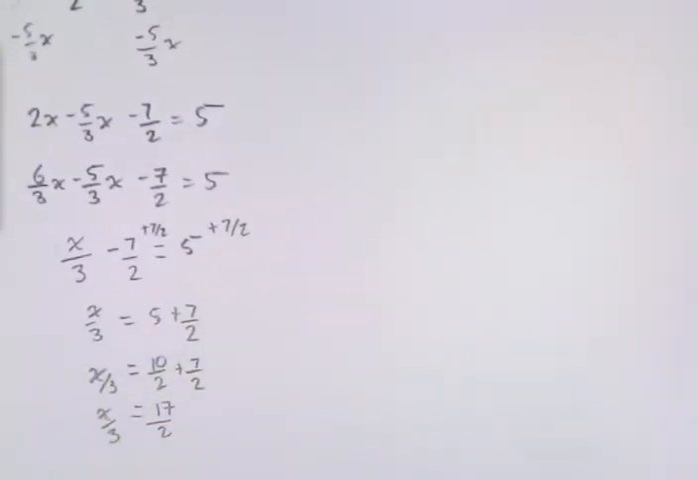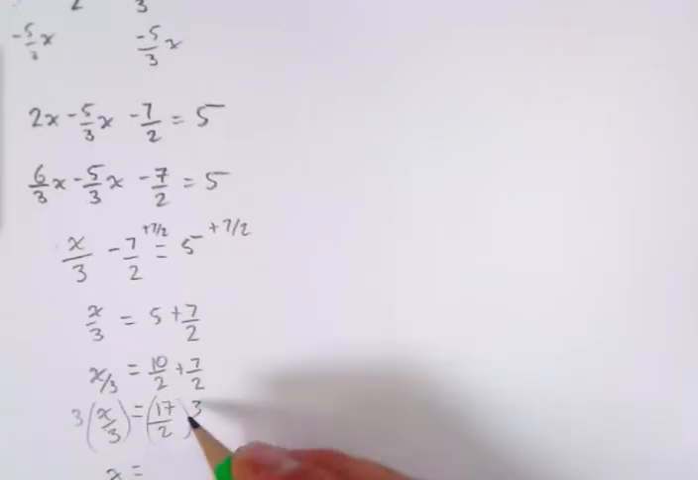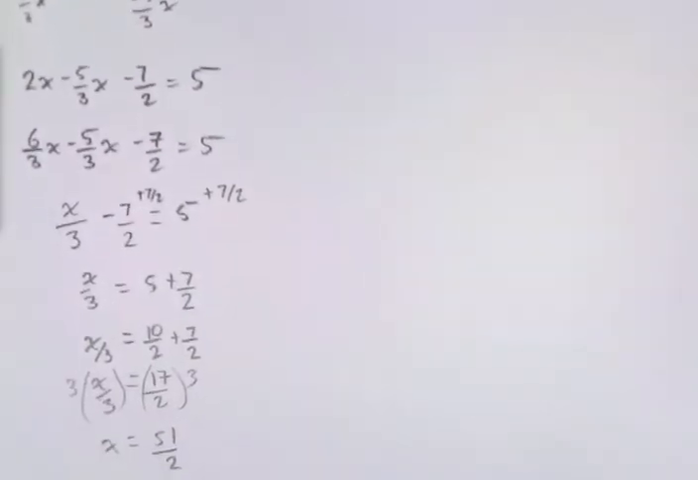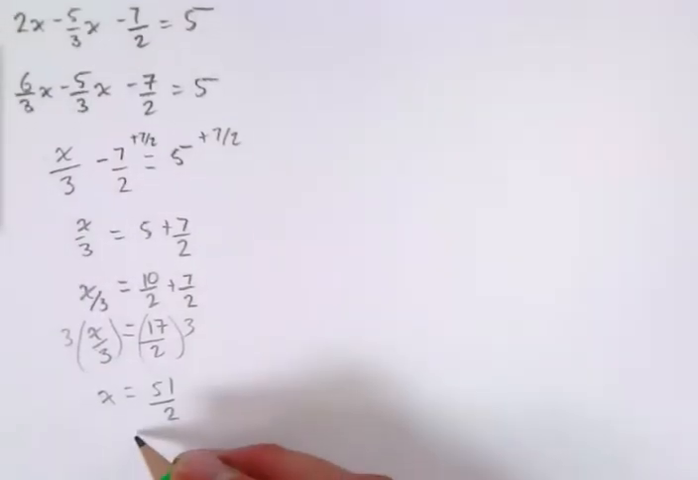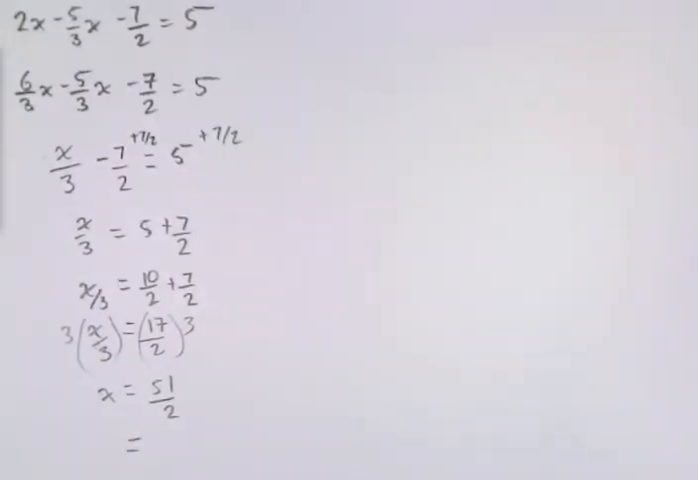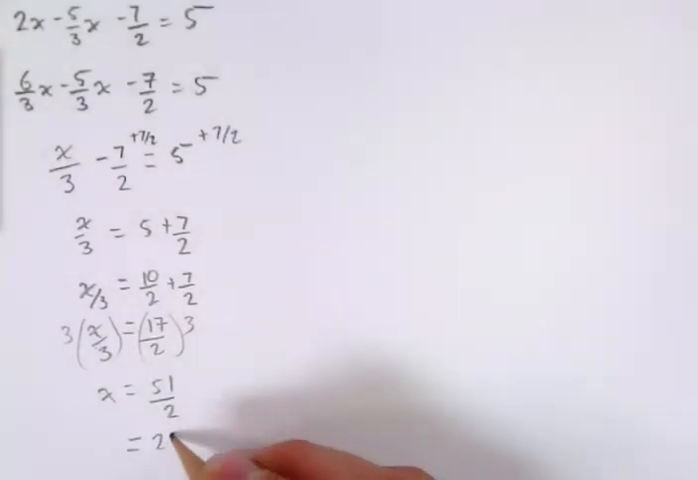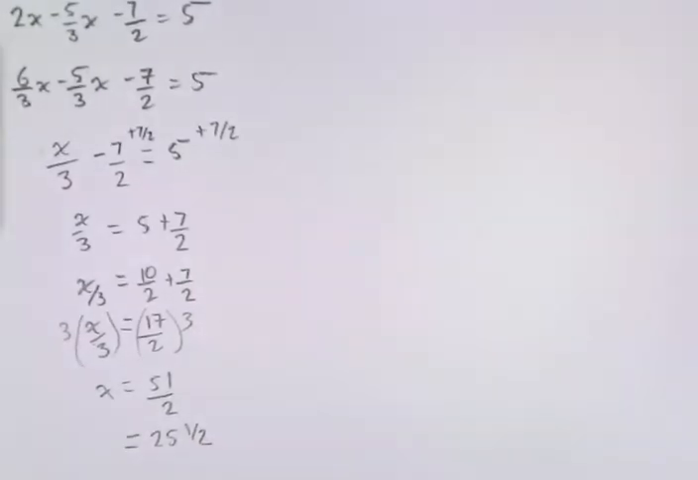Now my last step here is I'm going to multiply both sides by 3 to get rid of this 3, because we're doing the opposite order. Here it says divide by 3, so the opposite is multiply by 3. So I get x is equal to 17 times 3, that's 51, all over 2. Alright, now my final thing is we have to put this into a mixed fraction. So this is going to be 25 and 1/2 is my answer for x.